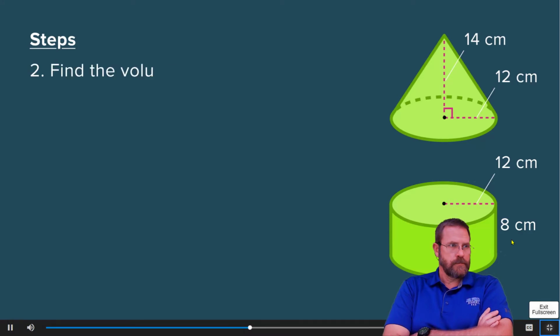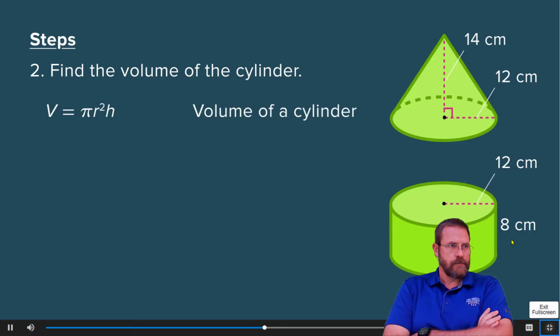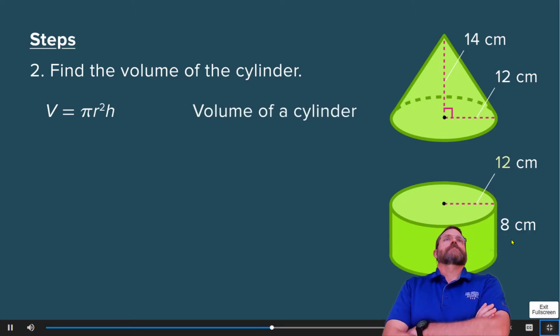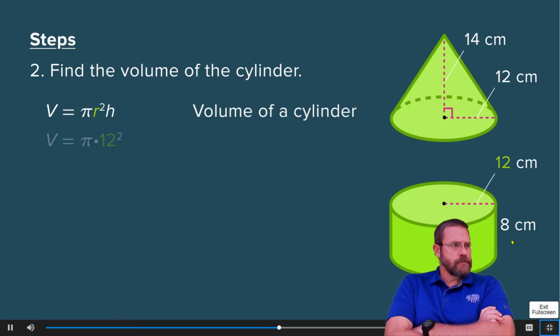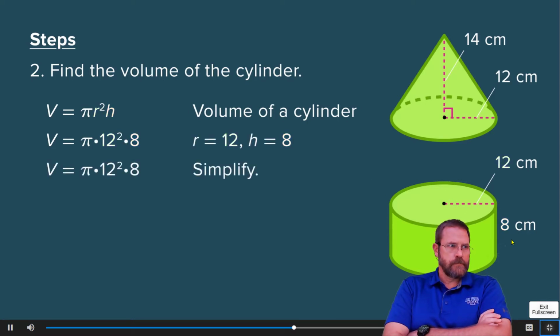Next, find the volume of the cylinder. Write the formula for volume of a cylinder. The radius of the cylinder is 12, and the height is 8. Find the value of the power. 12 squared is 144. Then multiply. Pi times 144 times 8 is 1,152 pi.